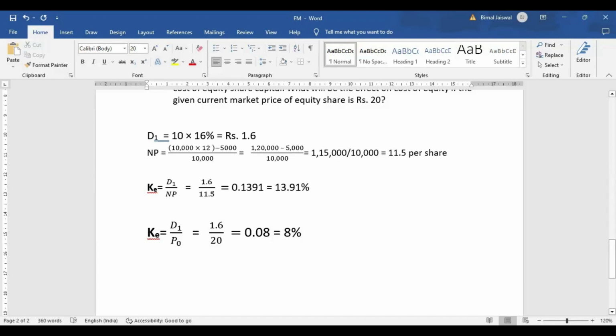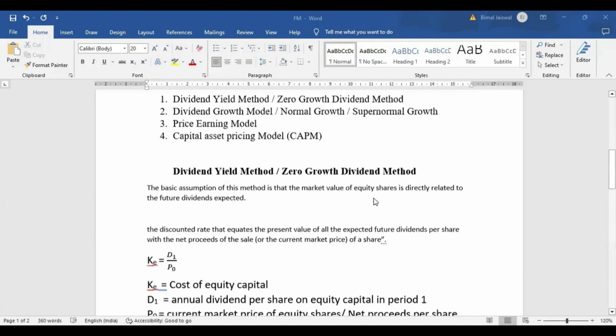I hope I made you understand how to calculate the cost of equity with the help of the zero growth method. The zero growth method is also called the dividend yield method itself.